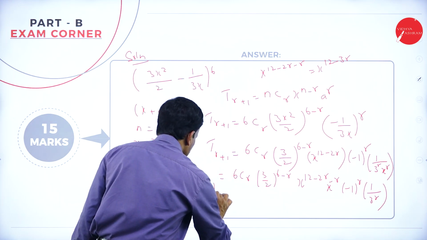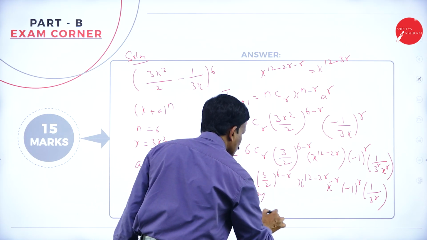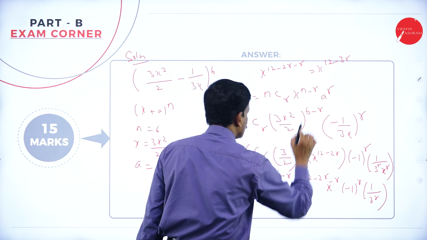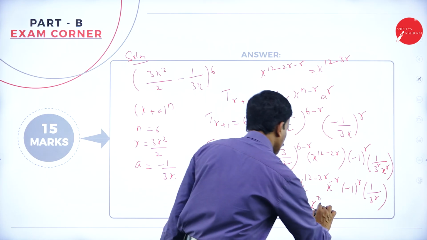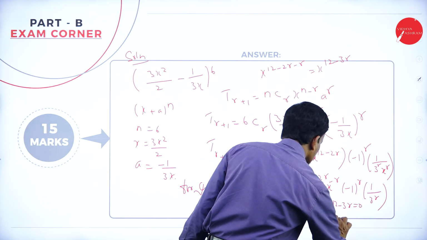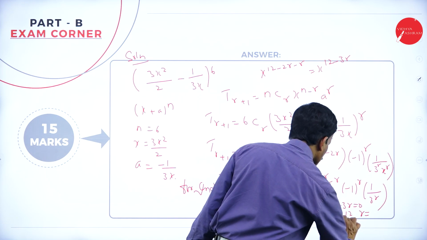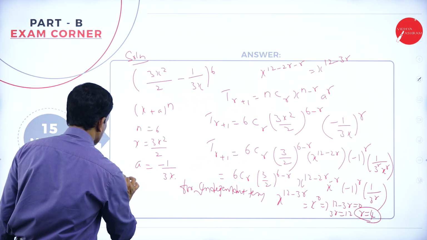For the independent term, x^(12-3r) is equal to x^0. So, which implies 12 minus 3r is equal to 0, 3r is equal to 12, r is equal to 12 by 3, which is 4.